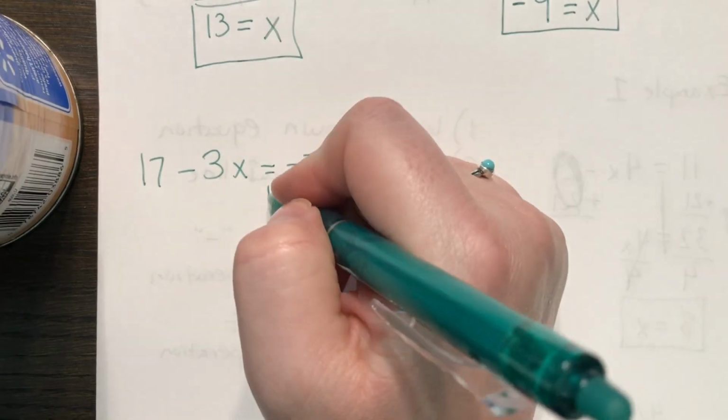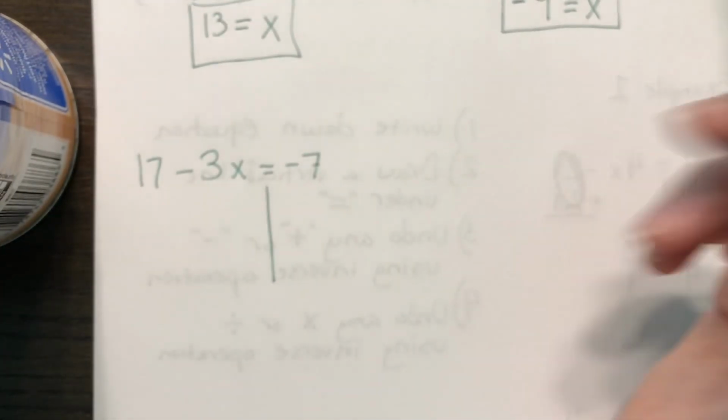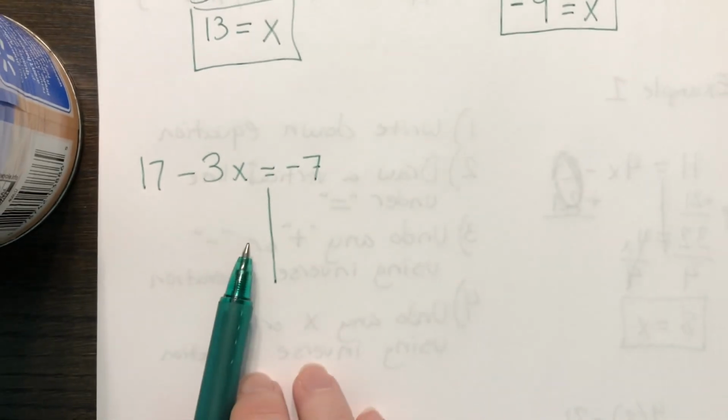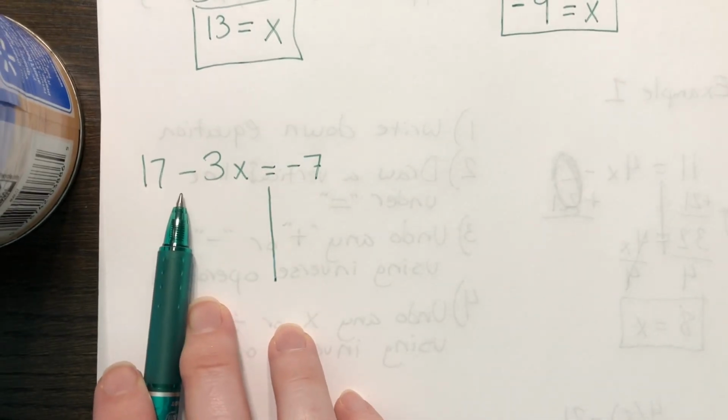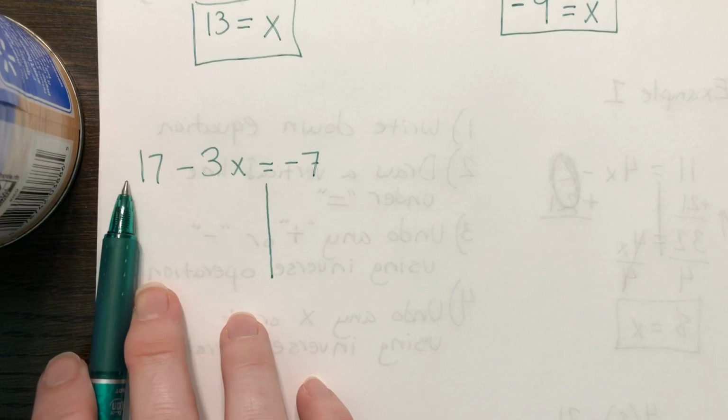Second step, draw my vertical line underneath my equal sign. Undo any addition or subtraction first. Here's where things get tricky. This minus sign is not with the 17. This minus sign is actually with the 3. It takes the sign of whatever's in front of it. So this is technically a positive 17.